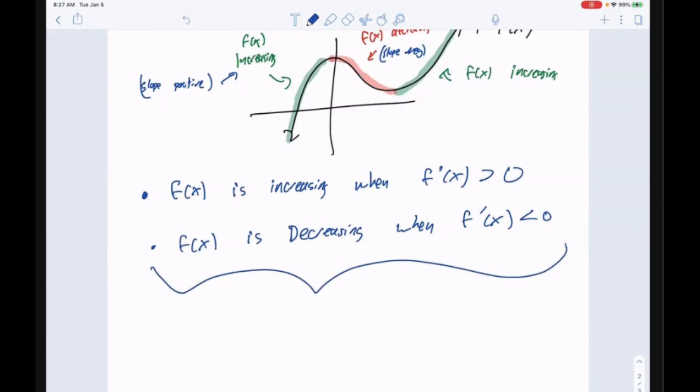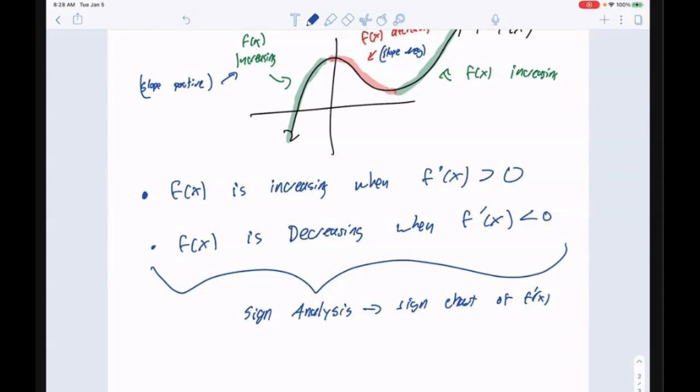What this means is that we're going to need to do some sign analysis in this, just like we did before, which means we will need to create sign charts of f prime of x. We'll need to answer questions like when is the graph increasing, when is the graph decreasing, and so forth.